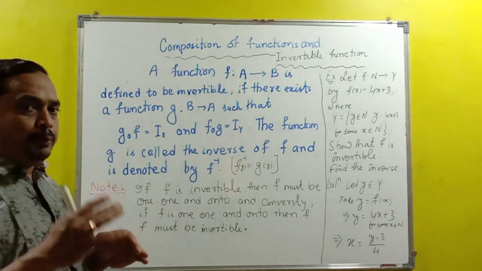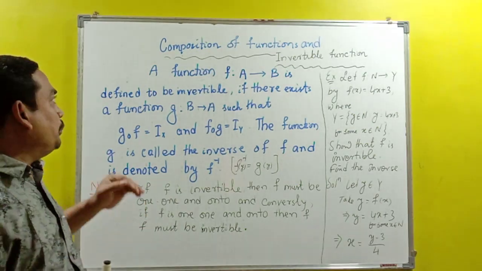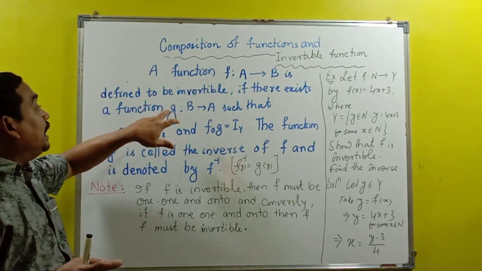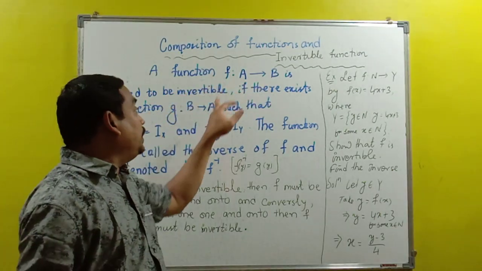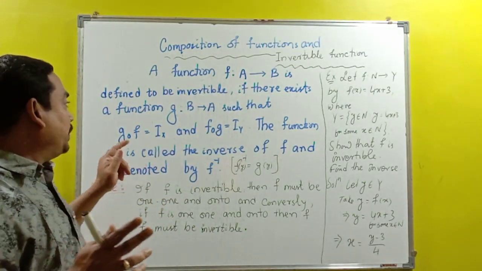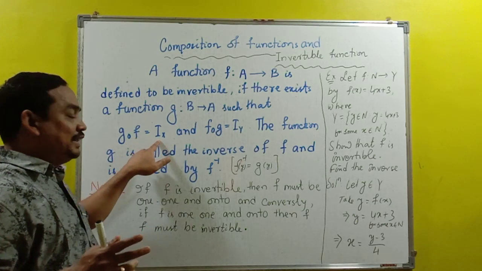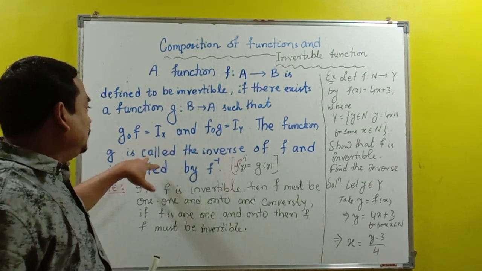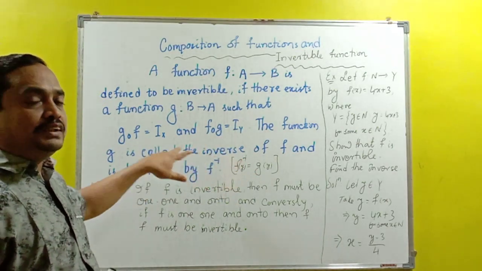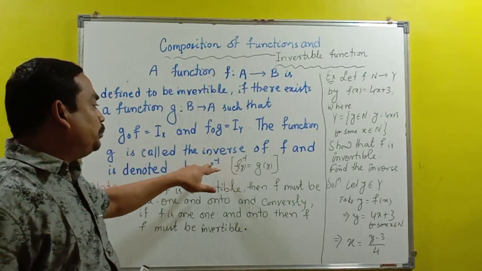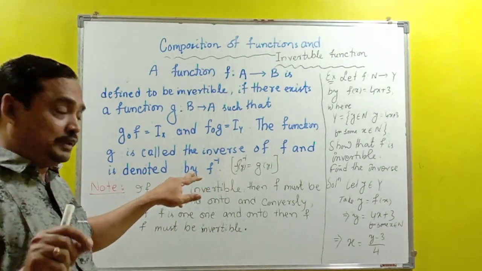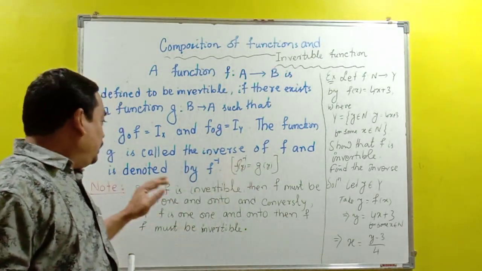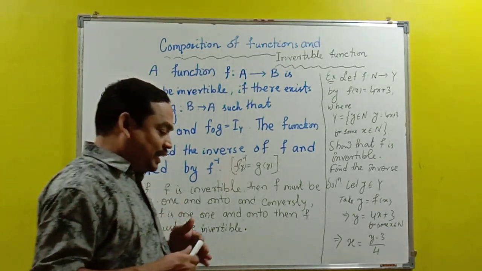So once more I am repeating the definition before solving this example. A function f from a to b is defined to be invertible if there exists another function from b to a such that two conditions are satisfied: g of f of x is equal to I x, the identity function, and f of g of y is equal to I y. Then the function g is the inverse of f and it is denoted by f to the power -1. We will not read it as f to the power -1, we will say f inverse. So f inverse of y means that g of y is your f inverse. Clear?